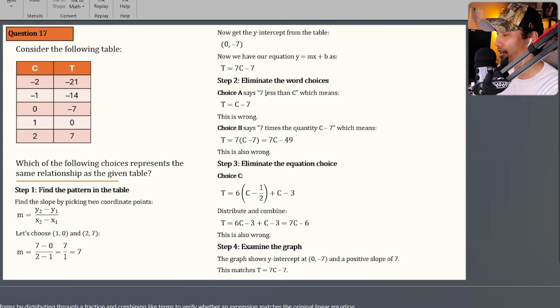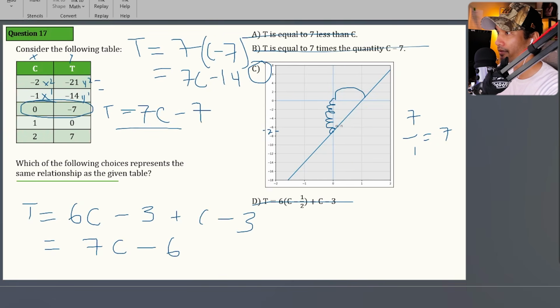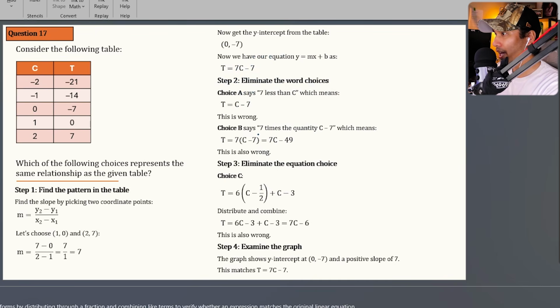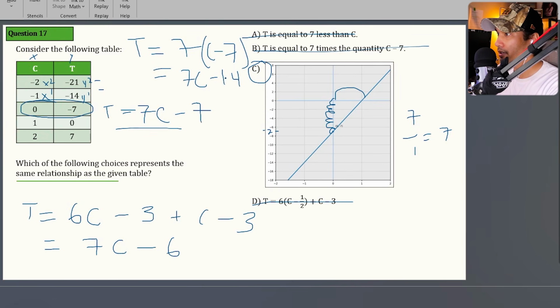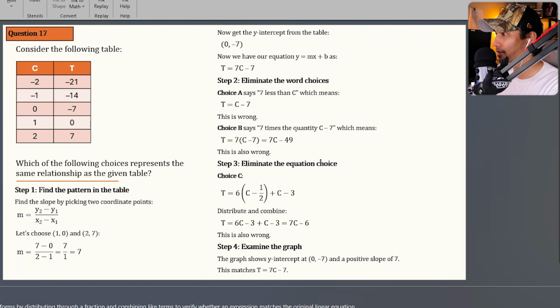And then here it says 7 less than c, which means c minus 7. I believe that's what I wrote. Did I write that? I don't know. And then we have choice B. Well, choice A is wrong. Okay. Choice A is wrong. And then we have choice B, which says 7 times the quantity c minus 7, which means 7c minus 49. Oh, why did I put 14? Yeah, I don't know why I did that. That's incorrect. Don't copy me there. It's minus 49 because I distributed it wrong. 7 times 7 is 49. Luckily, that wasn't the right answer.